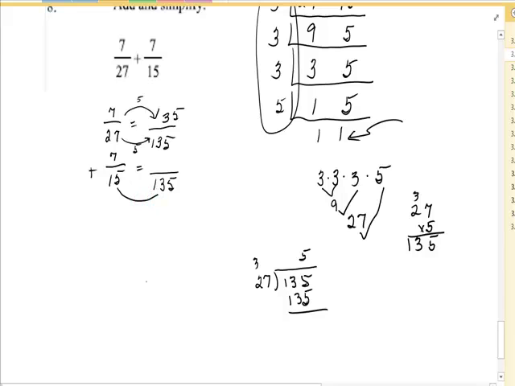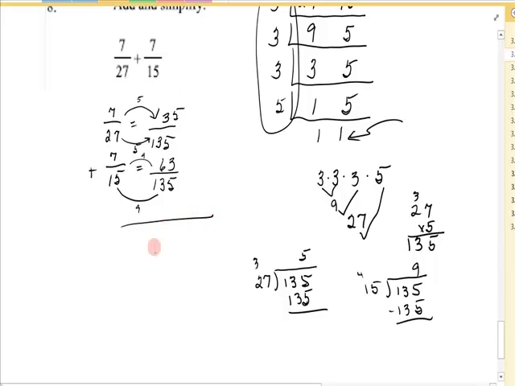15. Well, let's see. Let's do that one also. 15 into 135. Let's try 9. 9 times 5 is 45. Carry the 4. 9 times 1 is 9, plus 4 is 13, so 135. So I guess I was a pretty good guesser. 15 goes in there 9 times. 7 times 9 is 63.